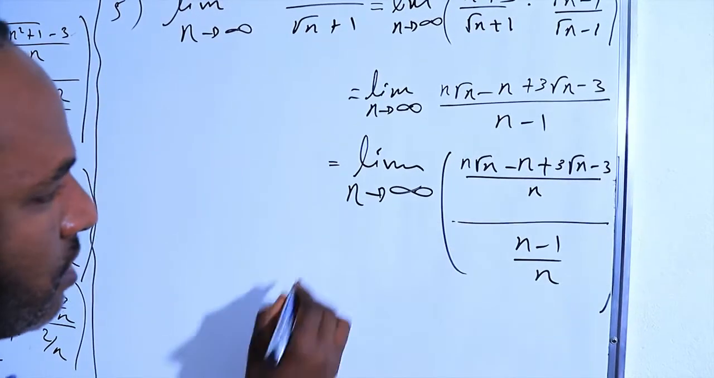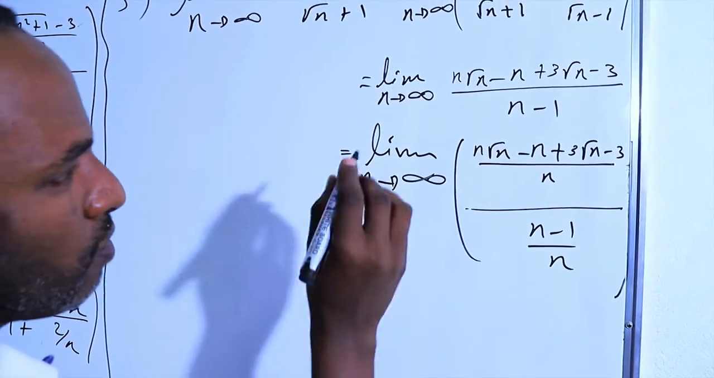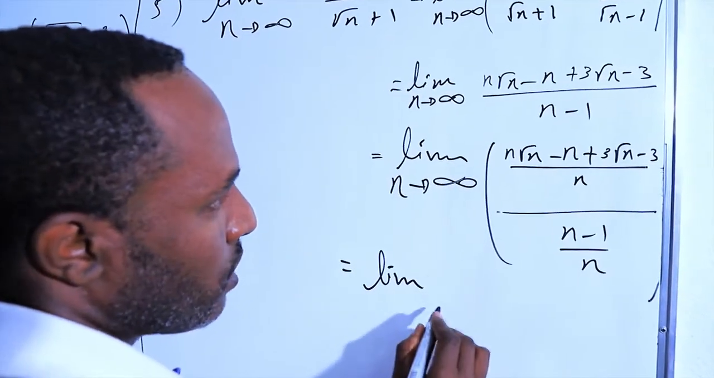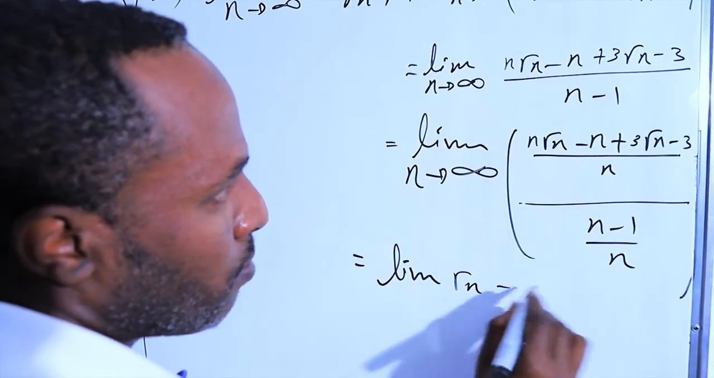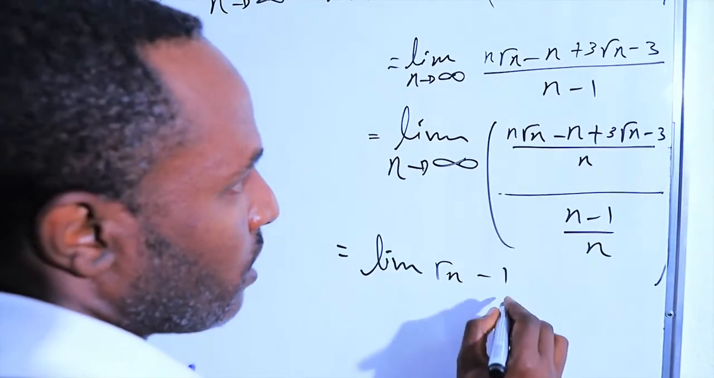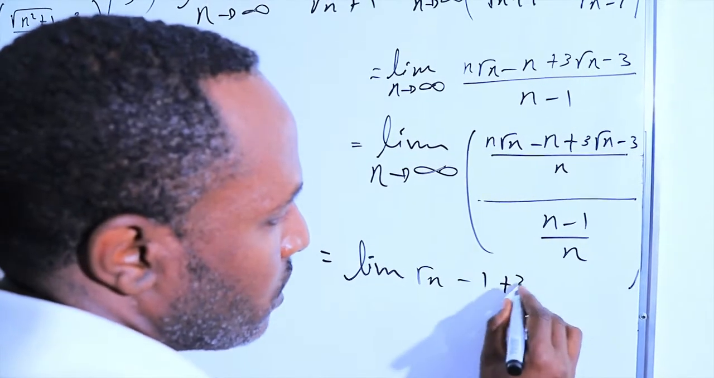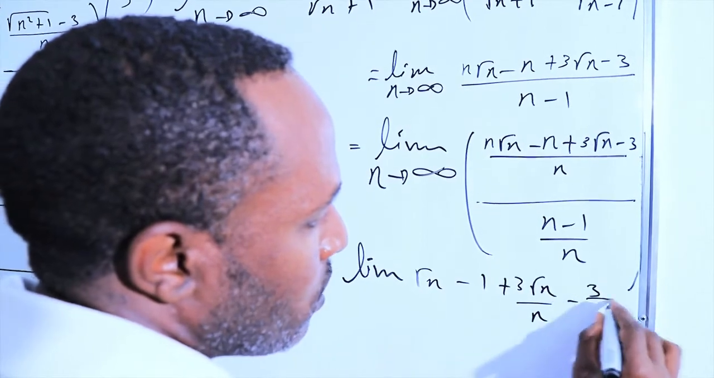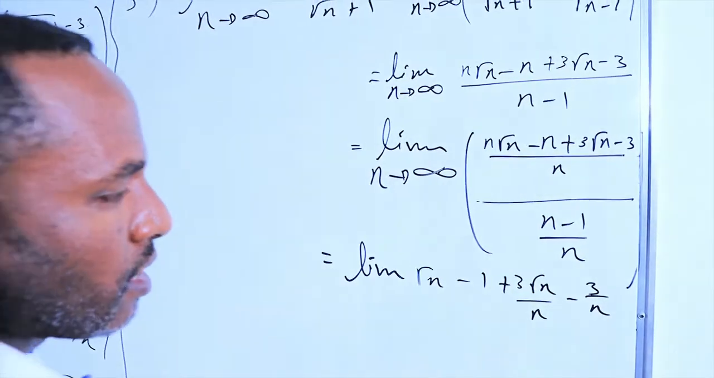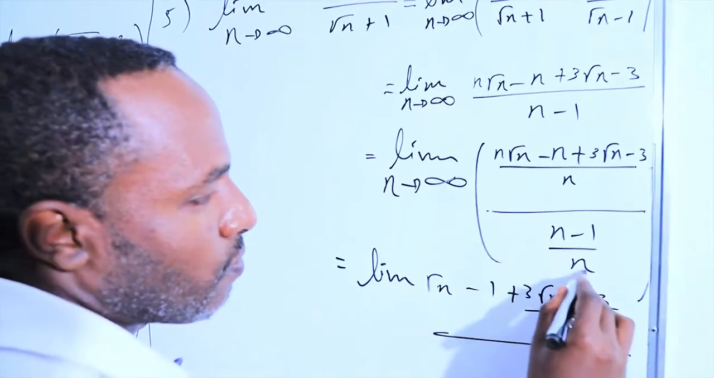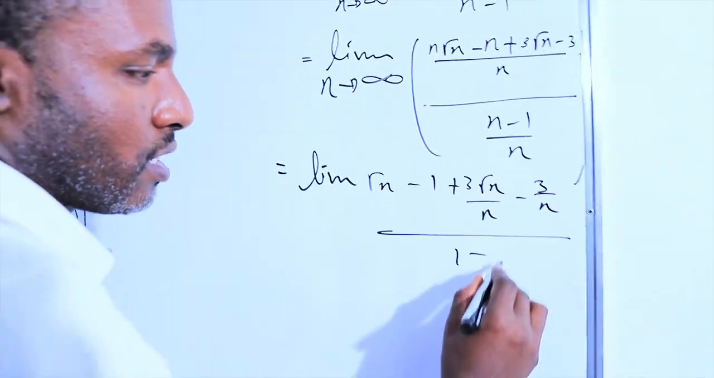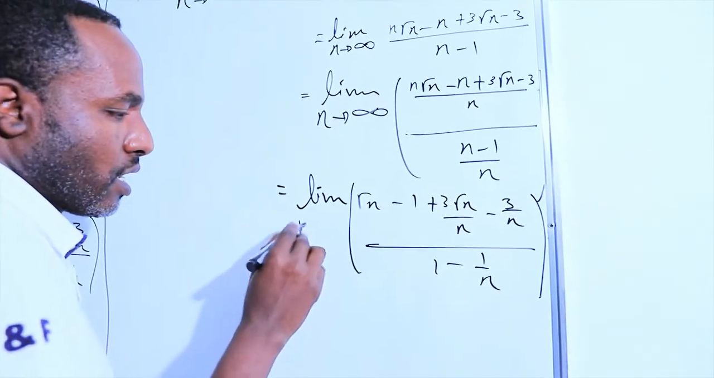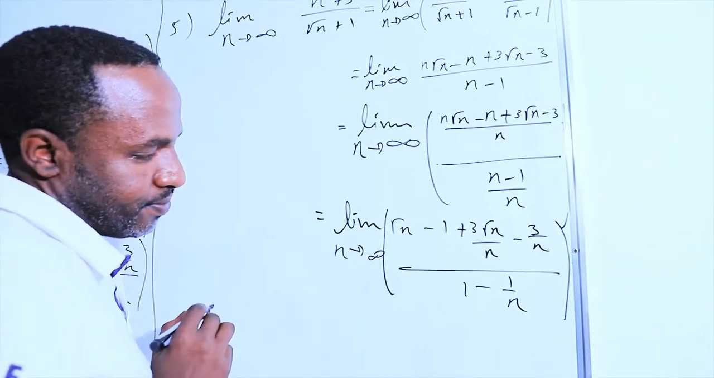Now we can simplify. This equals the limit of n over n, root n over n, where n by n cancels out, so it is simply radical n minus, n over n is 1, plus 3 times radical n over n minus 3 over n, the whole over n over n is 1 minus 1 over n, the whole system as n approaches infinity.